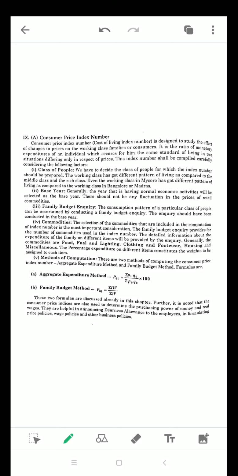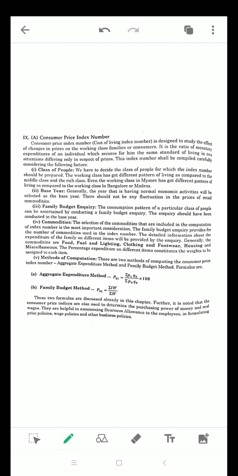In this we consider the following factors: class of people, base year, family budget inquiry, as well as commodities. Based on these commodities and the base year performance, we calculate the consumer price index under different methods. So what are those methods? There are two methods of computation of a consumer price index number: the aggregate expenditure method and the family budget method.